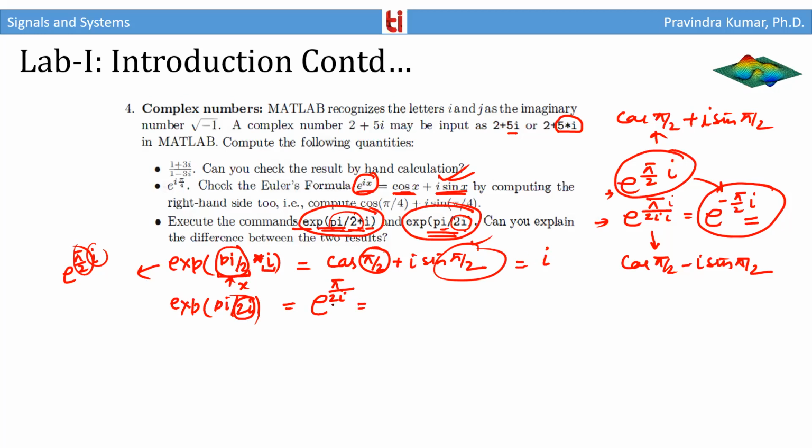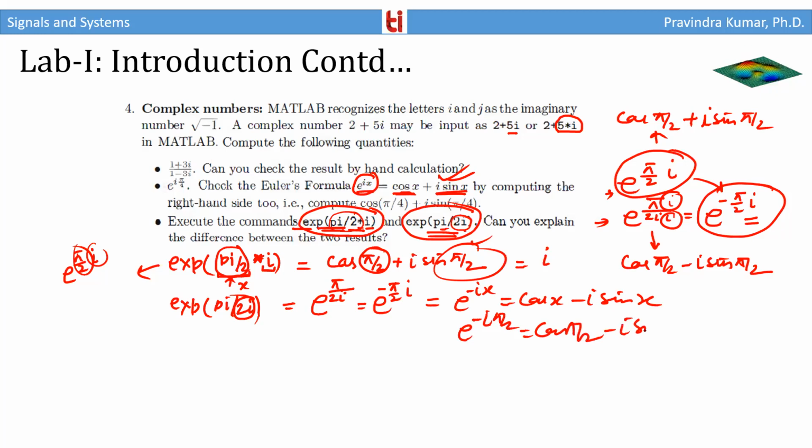But here, this is pi by 2i. So I can write it as e to the power minus pi by 2 into i, since dividing by i. So you can write e to the power minus i pi by 2. So now you have e to the power minus ix. The meaning of this is cos x minus i sine x. You know this thing. So e to the power minus i pi by 2 means cos pi by 2 minus i sine pi by 2. And cos pi by 2 is 0, sine pi by 2 is 1. So you will get minus i. Got it or not? Yes, sir, clear. Okay.